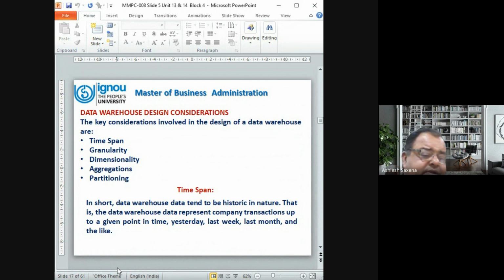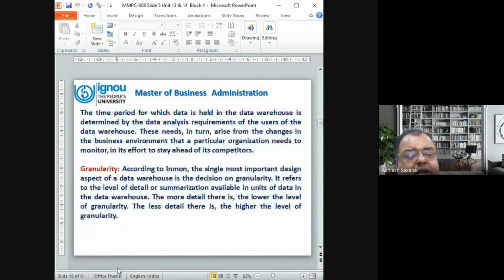As far as time span is concerned, in short, data warehouse data tends to be historic in nature. That is, the data warehouse represents the company's transactions up to a given point in time: yesterday, last week, last month, and so on. The time period for which the data is held in the data warehouse is determined by the data analysis requirements of the users of the data warehouse.